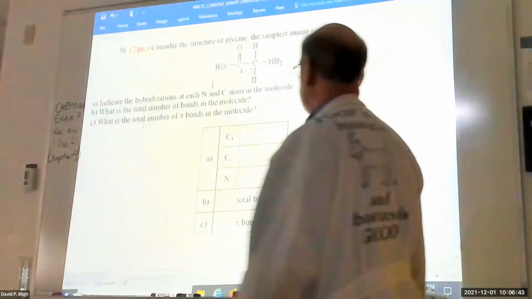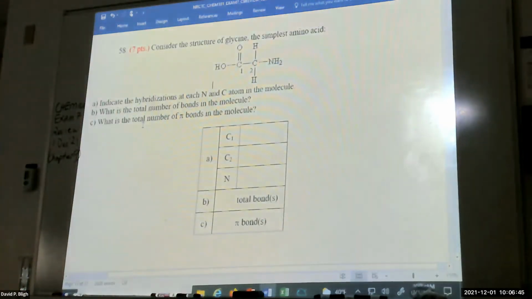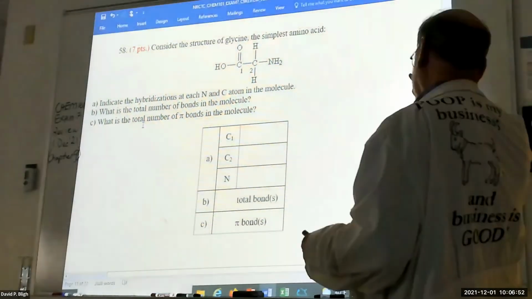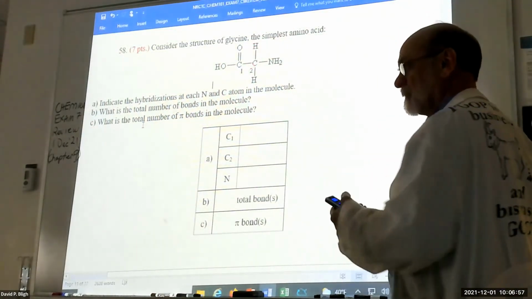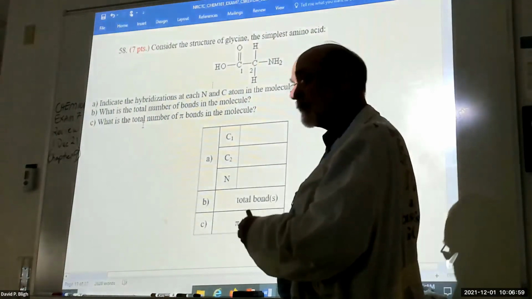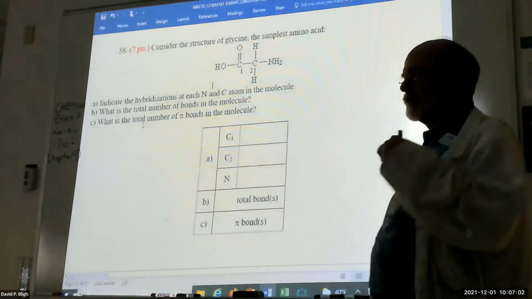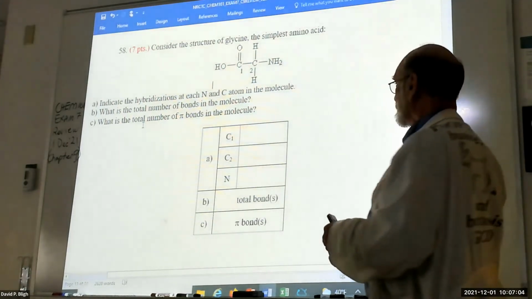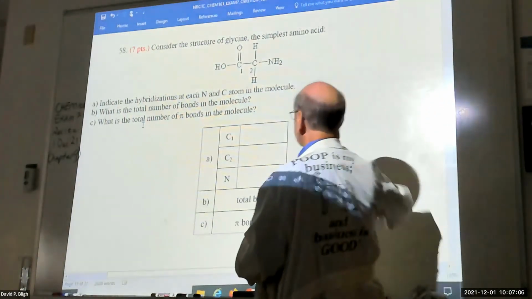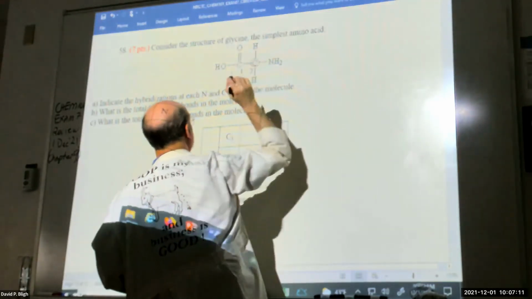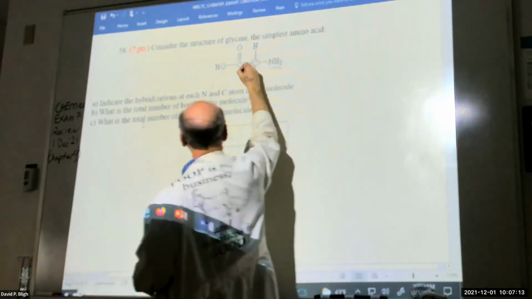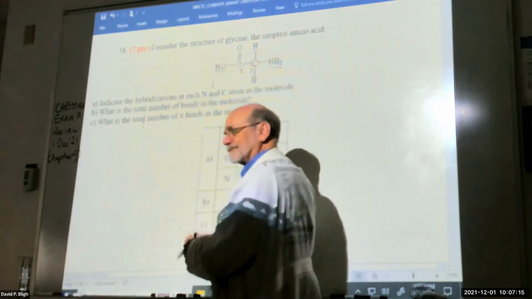58. This molecule is called glycine. It is the simplest amino acid. You know, amino acids are used to construct proteins. And they're called amino acids because this is the central carbon here. There's your amine, and there's your acid, amino acid.